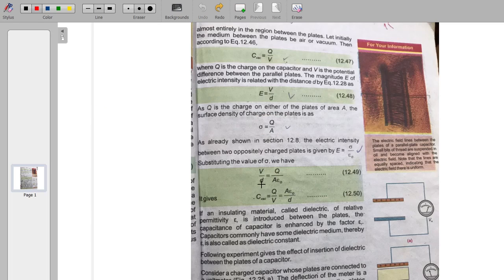Okay, then we say that charge density over permittivity of free space. We remember, this was the value of what? This was the value of electric field, right? The intensity. So intensity is defined by potential gradient and Q over A into permittivity of free space. And this gives us another relation for the capacitance of a capacitor.